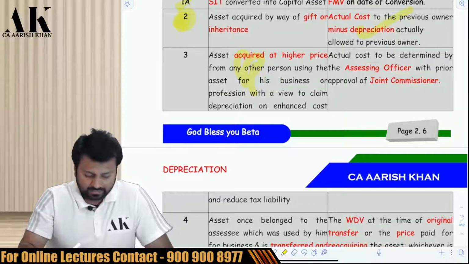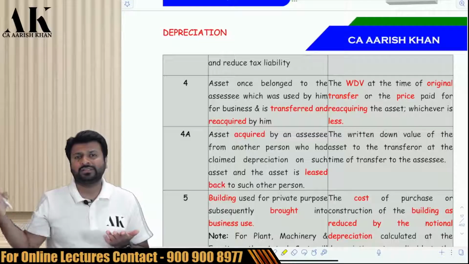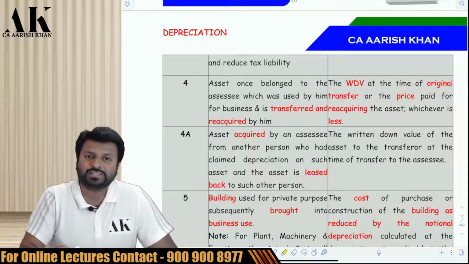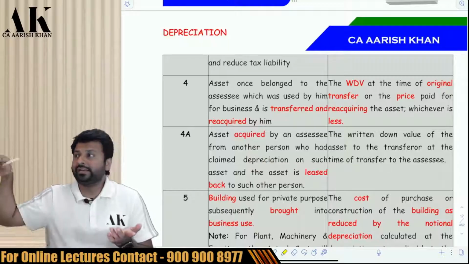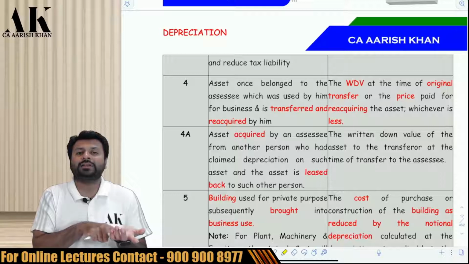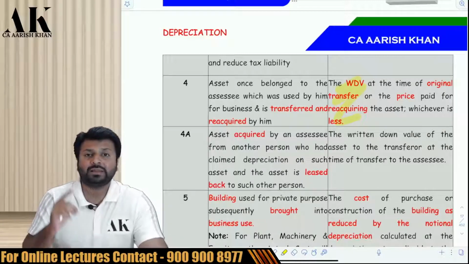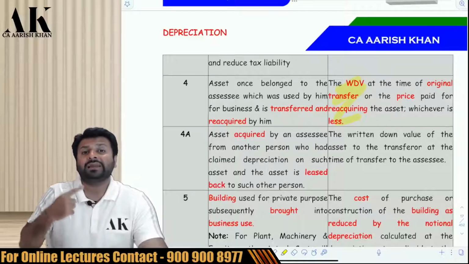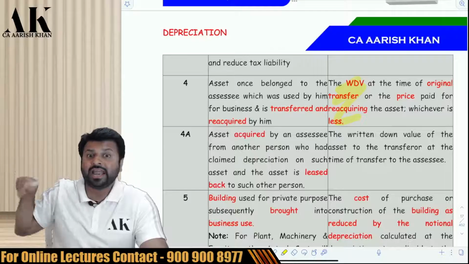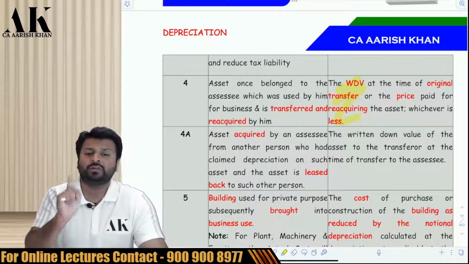Next, if Mr. A sells to Mr. B, Mr. B sells to Mr. C, Mr. C sells to Mr. D, and then Mr. D sells to Mr. A again, that is, A to B, B to C, C to D and D to A. If you sell once and then reacquire the same asset, the government has said that the actual cost will be the WDV at the time of the original transfer. That means the WDV at the time when Mr. A sold to Mr. B, compared with the price at which Mr. D sold to Mr. A; whichever is lower will become your actual cost.